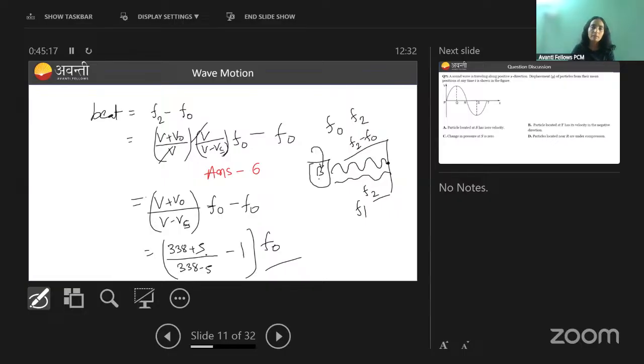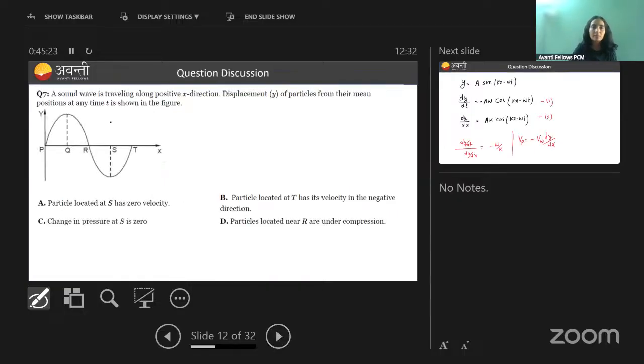So this is the beat thing you will be learning. Ahead also we have lots of questions from this, so we will do. Now let's practice this question.